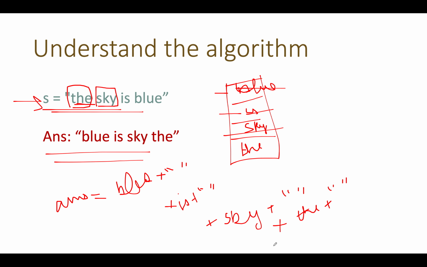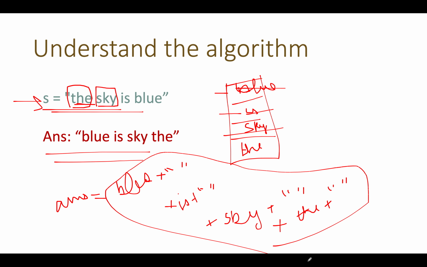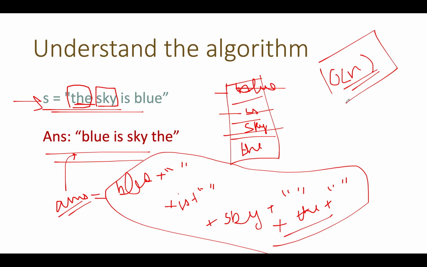Followed by a space, and in the end this is the string that gets formed: blue space is space sky space the space. What you can do is trim this string before returning it as the answer, and it will give you "blue is sky the". Pretty simple and straightforward. The only caveat here is that it is utilizing a lot of extra space, order of n. For each input string of size n, we need an extra space of size n.